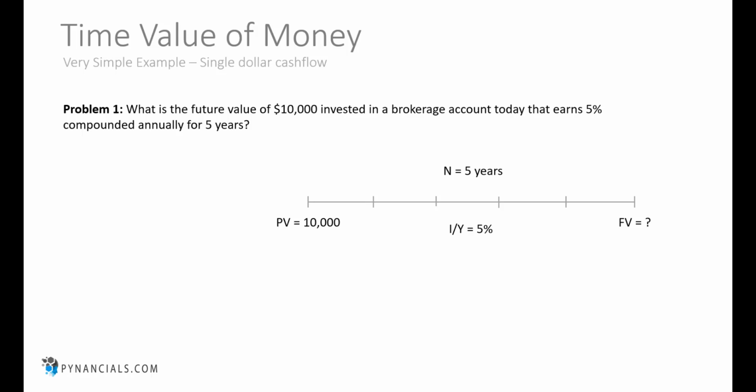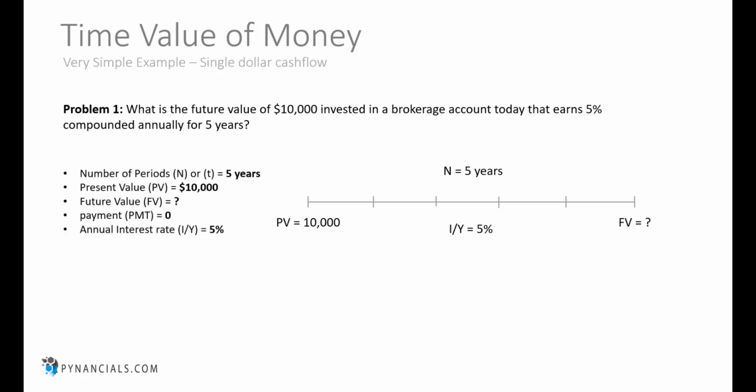What is the future value of $10,000 invested in a brokerage account today that earns 5% compounded annually for 5 years? As you recall from our previous slide, we had 5 variables, and the first approach we should take is to extract information from the question and assign them to each variable. So the question gave us 5 years as our number of periods, and the $10,000 which is invested today, and because it says today, you know that this is in the present time, so we assign it to our present value.